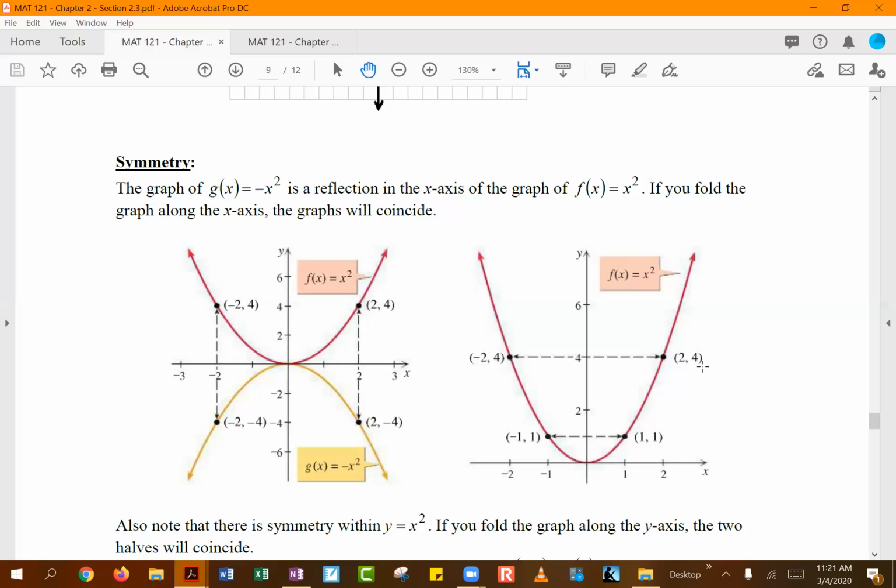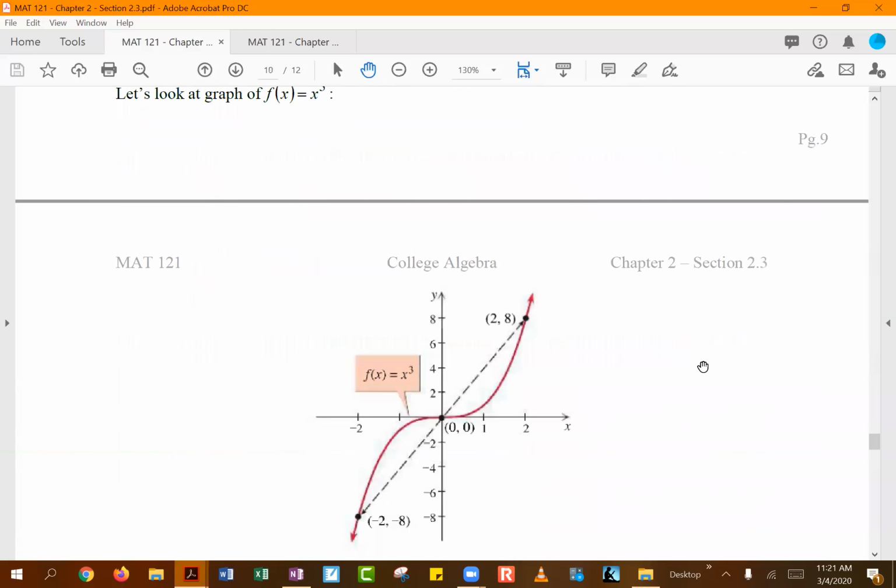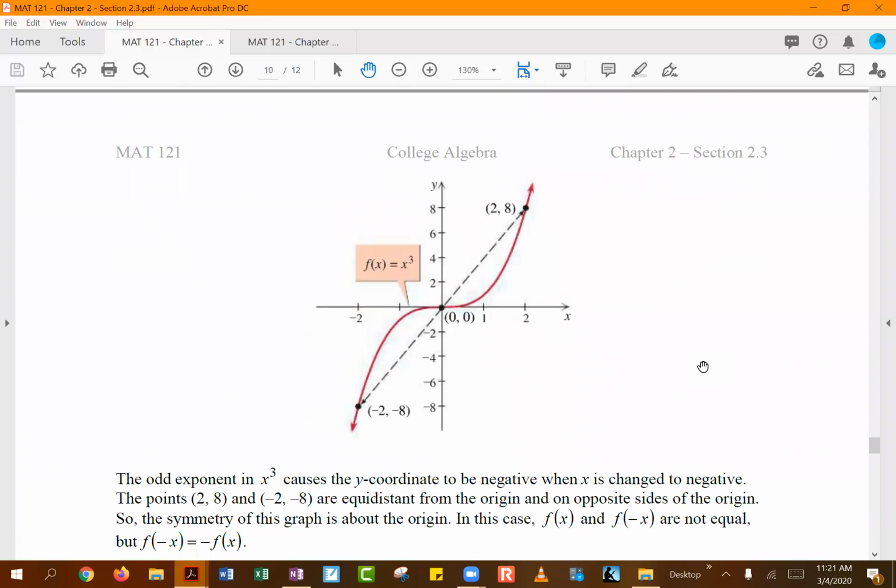And we also talk about symmetry with respect to the origin. So with the origin, since the origin is just a point, right, 0, 0, you can't really talk about folding it and having your two halves coincide. So we talk about symmetry with the origin in terms of distances. So with a graph like this, which is y equals x to the third power, or the cube function, if you take the distance from the origin to the point 2, 8, and the distance from the origin to the point negative 2, negative 8, again, that distance has to be the same. And if you can show that, then that means you have symmetry with respect to the origin.